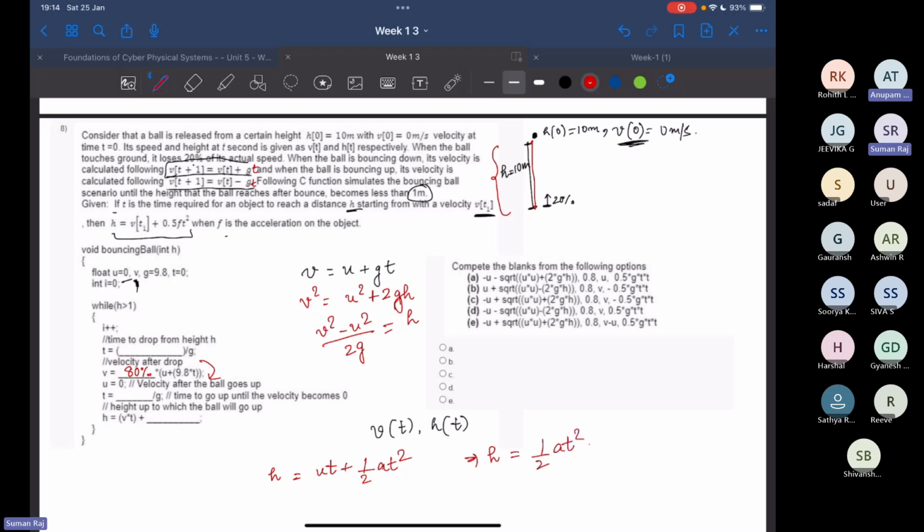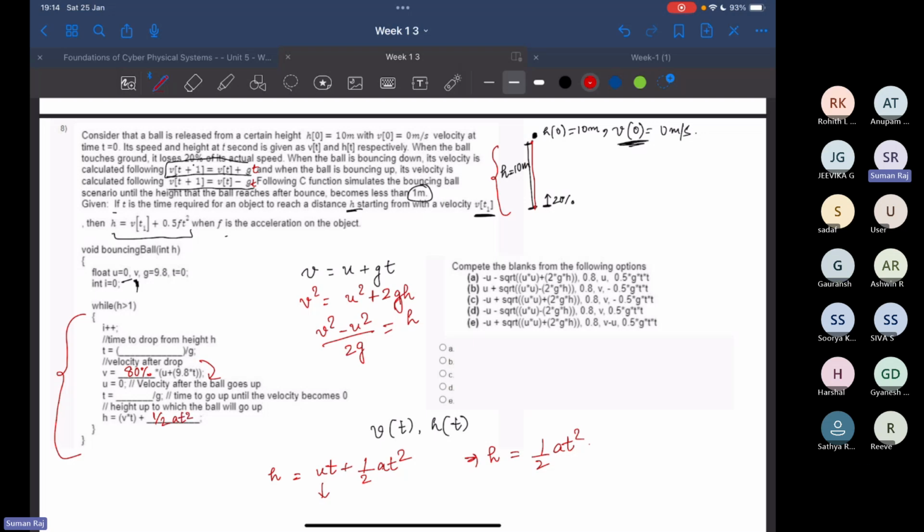20 divided by your 9. U is 0 only in the first iteration, right? Over here, your iteration is changing. So your U needs to be there, right? So over here, this is going to come, right? This is correct. Or maybe GT square.